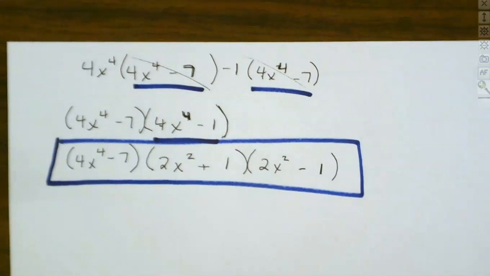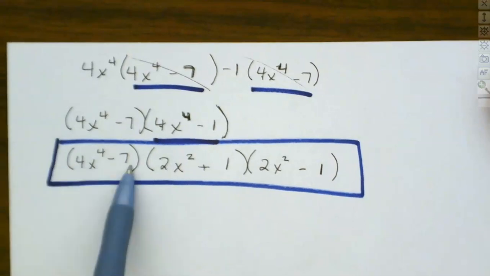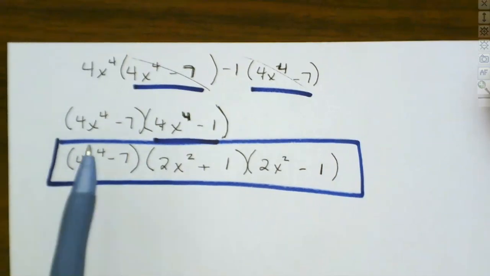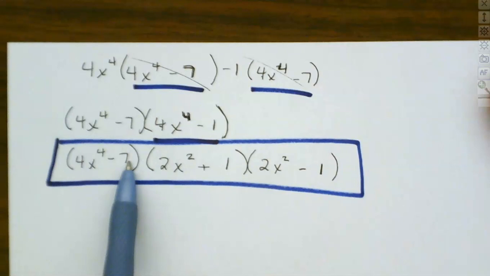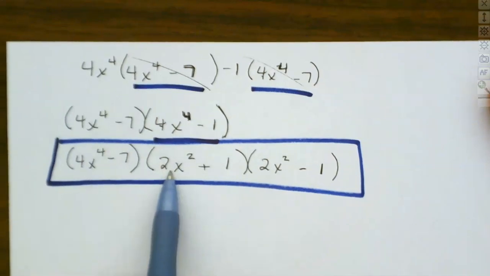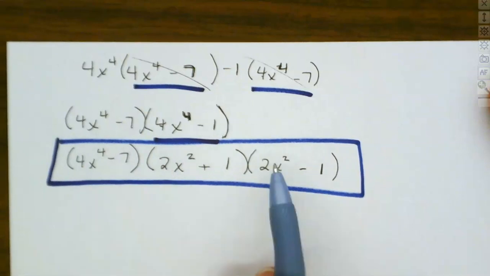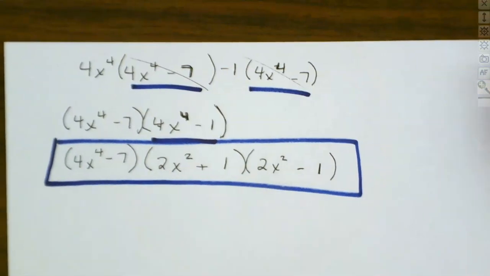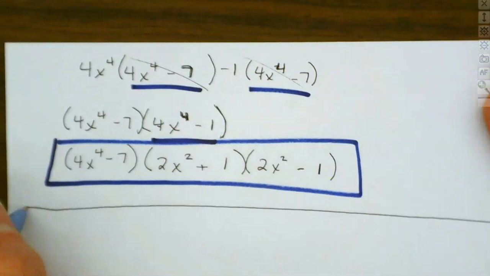Now, how do I know when I'm done? A lot of times students struggle with, when am I done? 4 and 7, nothing in common. 7 is not a perfect square, can't go any further. 2 and 1, well, 2 is not a perfect square, can't go any further, nothing's in common. Same thing here. That's as far as you can possibly go.